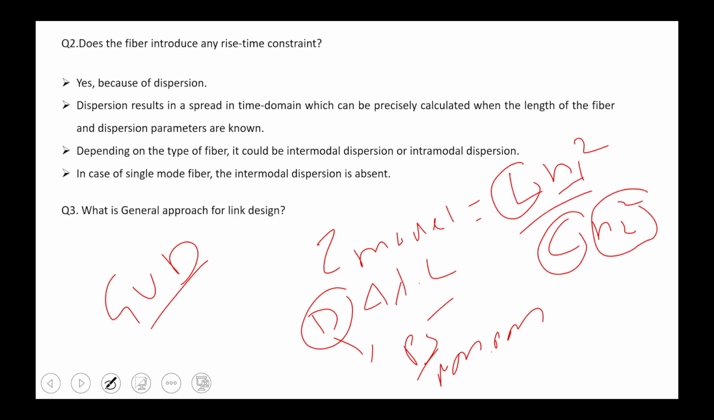Another way is to restrict the length of the fiber used to the dispersion limited length. From intermodal dispersion we calculate L proportional to n1 squared over c n2 squared, so we can control the length and thereby control the dispersion. We can carry out dispersion compensation in many ways. For long distance communications we need to compensate that dispersion.